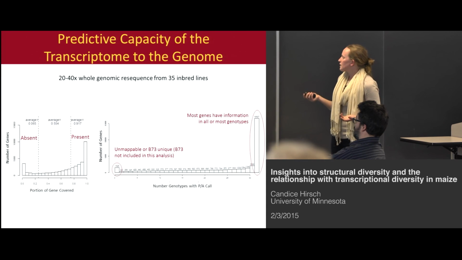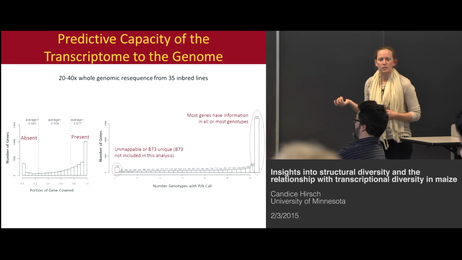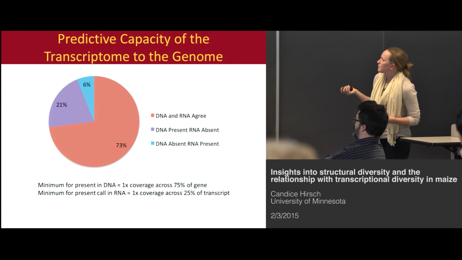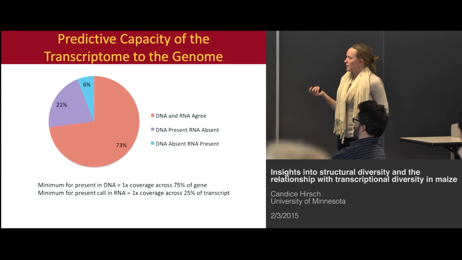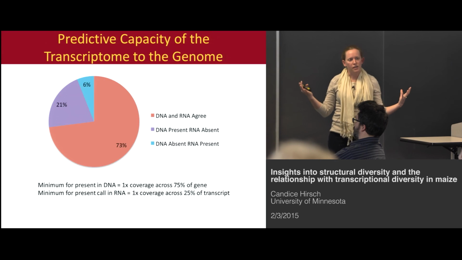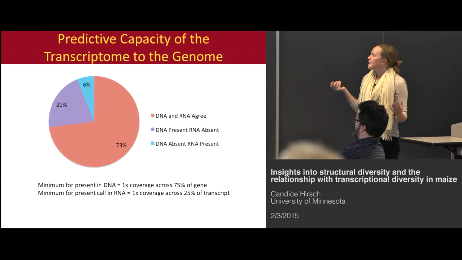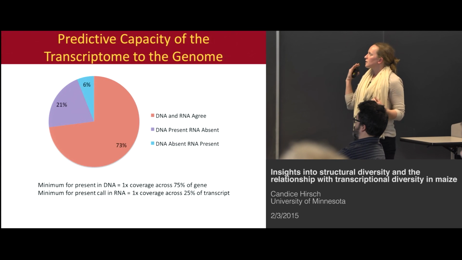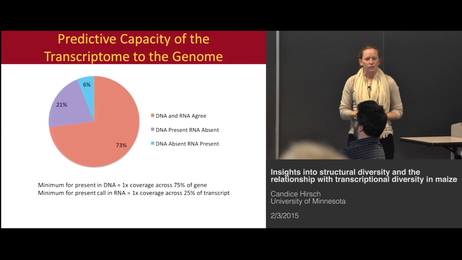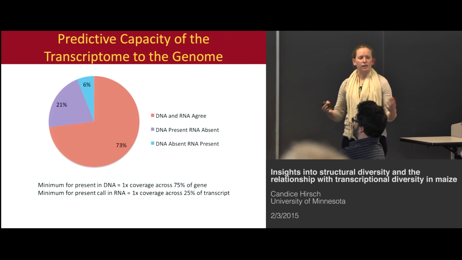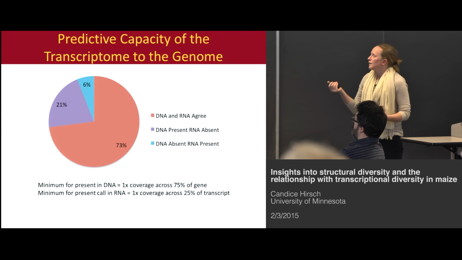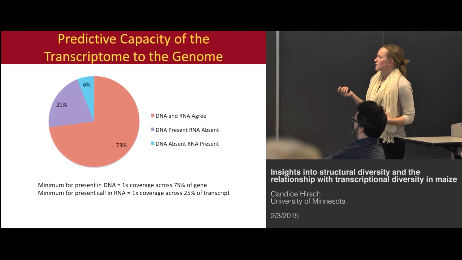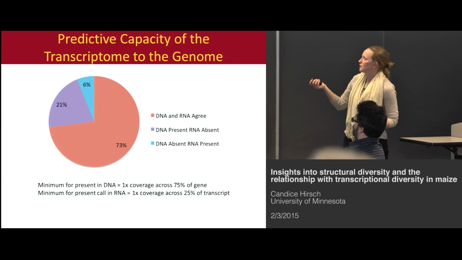So if we exclude these and we look only at these genes that we could find them in at least one of our resequencing lines, what we see is that about 73% of the data points, so if we take our 40,000 maize genes by our 35 genotypes, we have hundreds of thousands of data points. 73% of the time, the DNA and the RNA agree. We see transcripts absent, and it's actually absent at the DNA level. 21% of the time, it's present in the DNA, but not in the RNA, and 6% of the time, it's vice versa. This one's very easy to explain away.